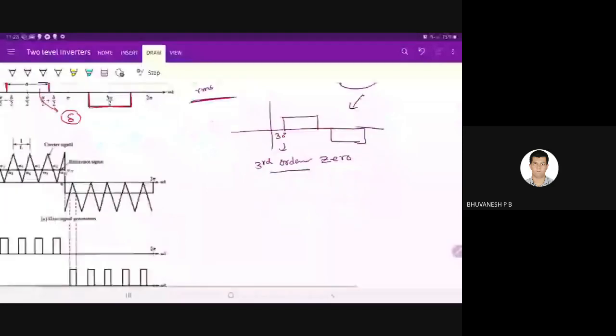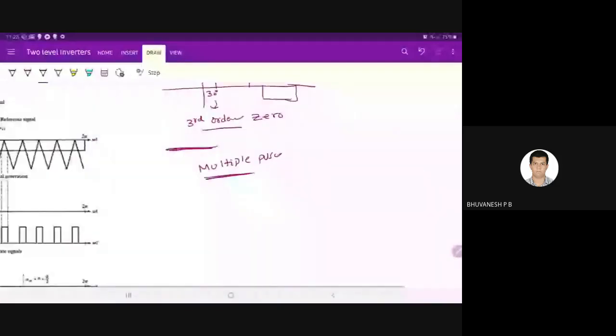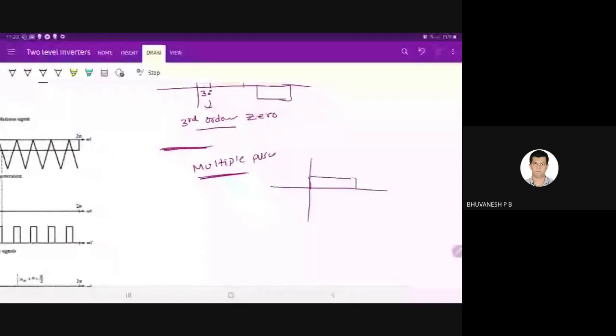If you have some arbitrary angle, if you change this width, all the harmonics will be present. Therefore, instead of a single pulse, we use multiple pulses so that its harmonic profile can be improved. One thing we noticed: when it is a square wave, its THD is around 48%.